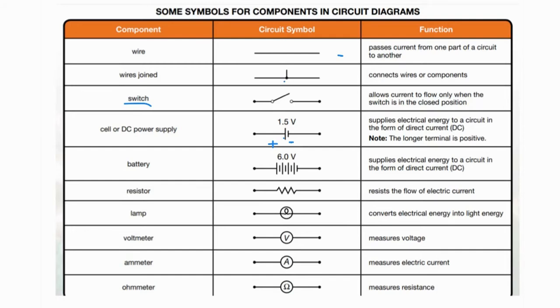So if we have more than one cell, then we have a battery. In this battery, you see we have 1, 2, 3, 4 cells. If each cell is 1.5 volts, then this battery is 6 volts.